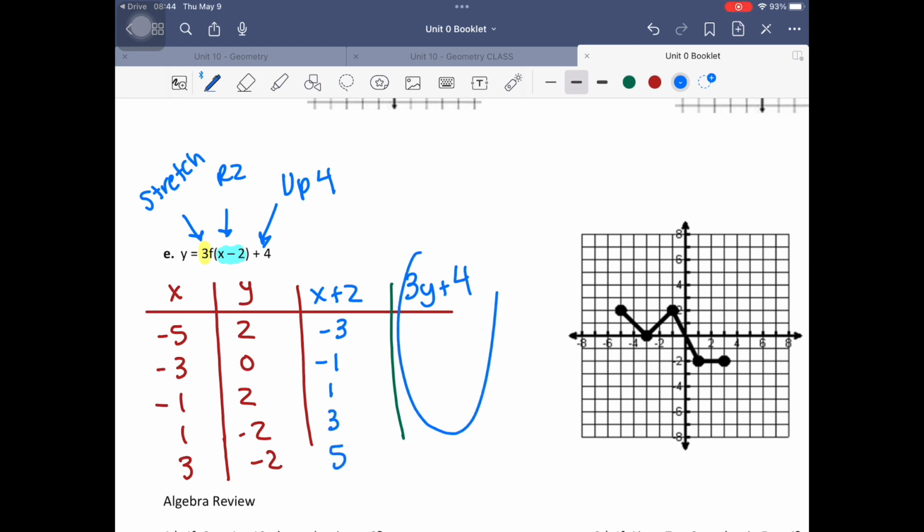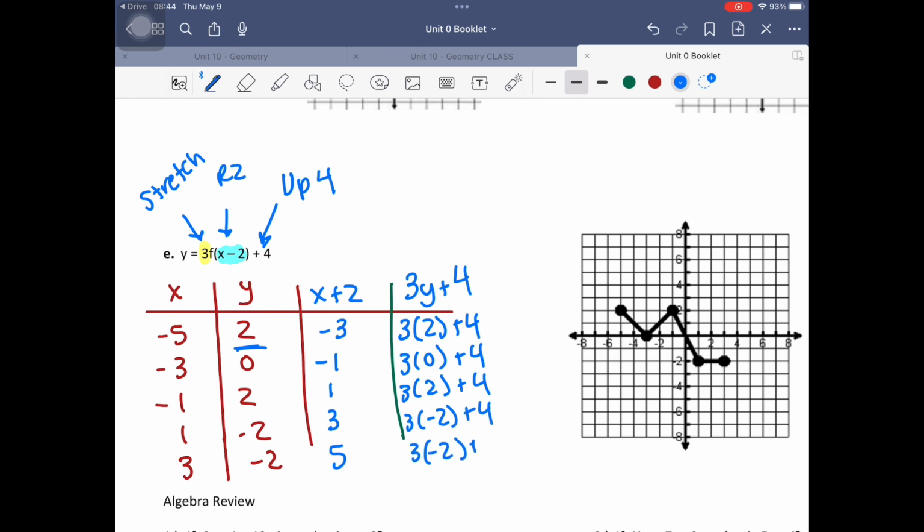Now this, I'm going to plug in y for every value. I'm not going to do this for every one, but for this one I'd do 3 times 2 plus 4. And the next one would be 3 times 0 plus 4. So just for the sake of showing all the work, I'm going to put this here. You do not need to do this. This is also for me to check my work at the same time. Okay, so we're going to get all our y values here.